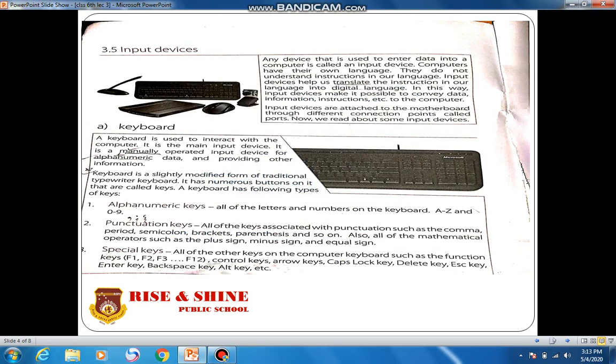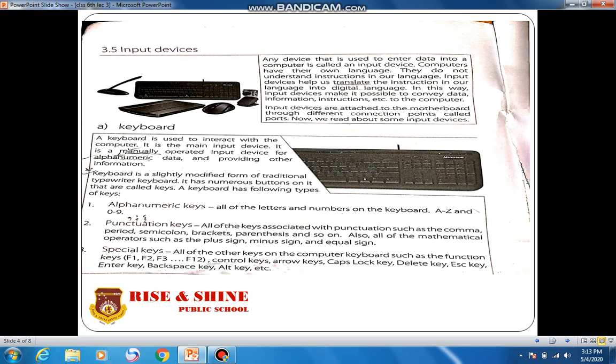Number one, the most important input device is the keyboard. Keyboard, as you can see in this picture, is the most commonly used and most important input device. It is used to insert the data into the computer. The keys or buttons which are used to insert the data are called the keys. The keyboard basically is the reformed or modified form of the traditional typewriter. There are the following keys in the keyboard.